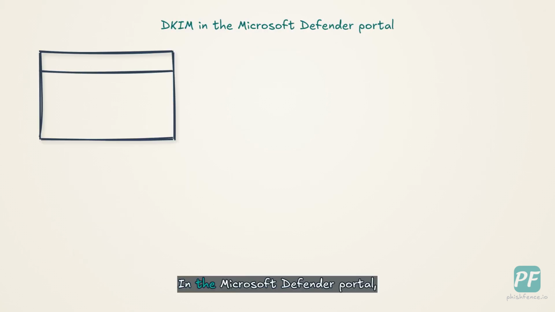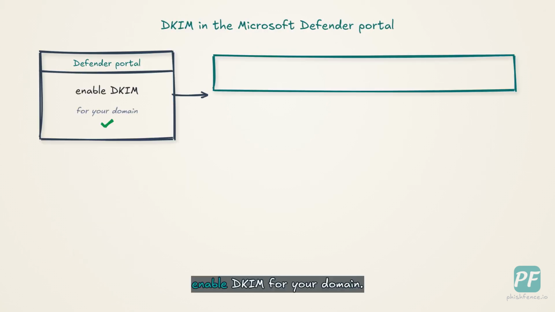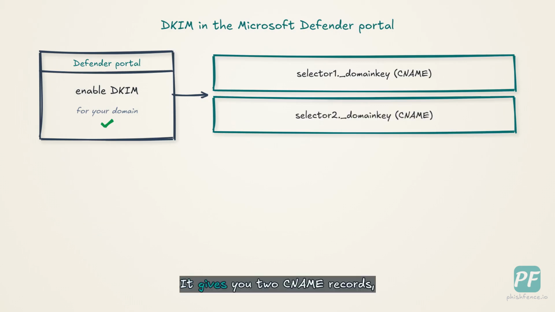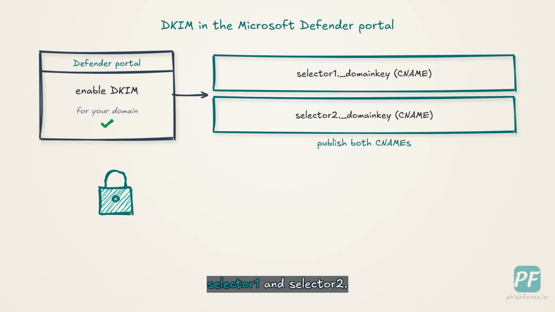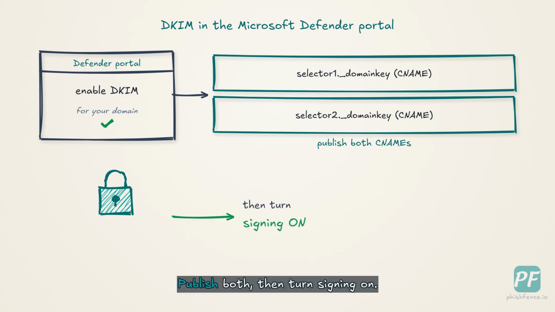DKIM next. In the Microsoft Defender portal, enable DKIM for your domain. It gives you 2 CNAME records, Selector 1 and Selector 2. Publish both, then turn signing on.